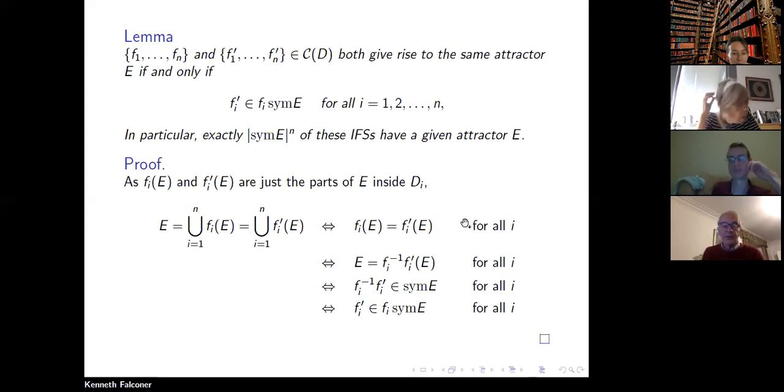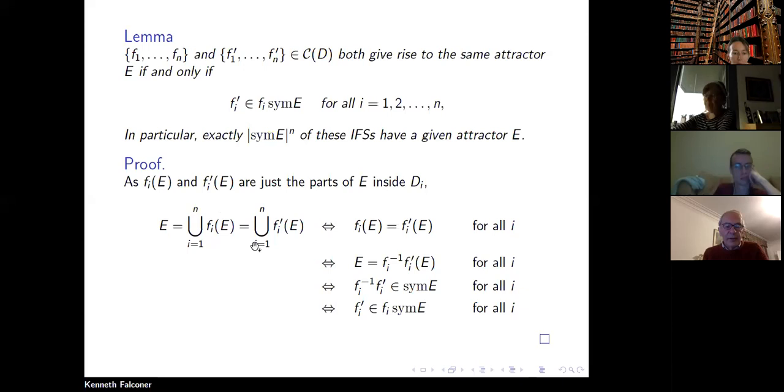And the proof of this is very easy. If E is the attractor of these two iterated function systems, then it's the union of its images under Fi, and it's also the union of its images under Fi primed. But because these domains had disjoint interiors, and Fi of E and Fi primed of E lie in the same domain Di, the same part of the picture, that means that if these two pictures are the same, then the part of the picture inside each Di has to be the same. So if those sets are equal, then for each i, Fi of E has to be the same as Fi primed of E. So that's just, if you like, decomposing these unions inside each of the smaller regions.